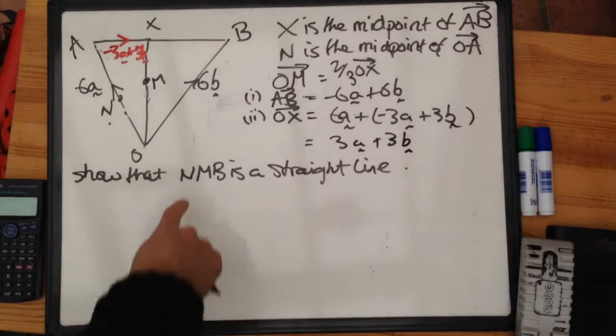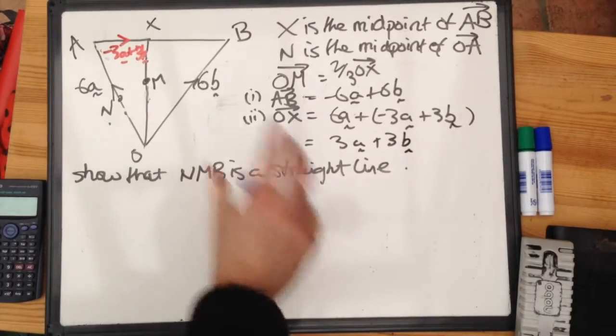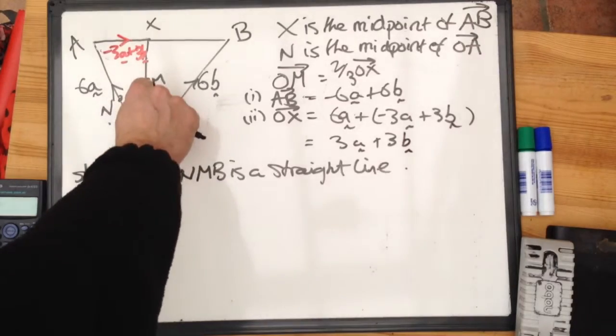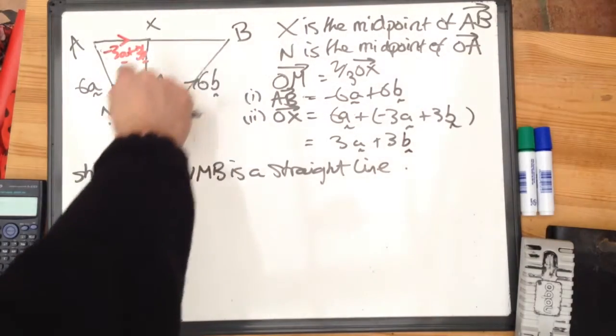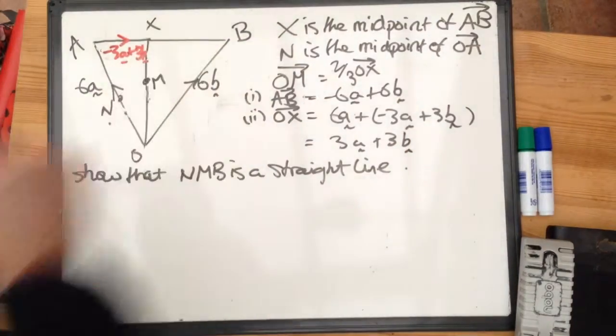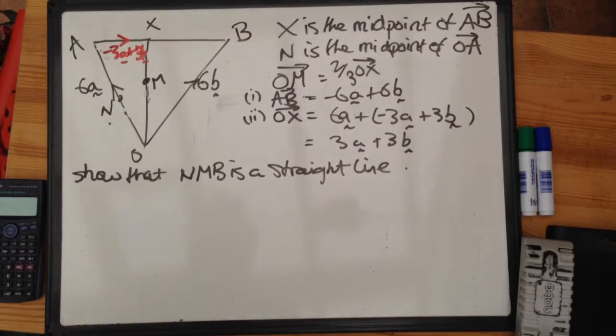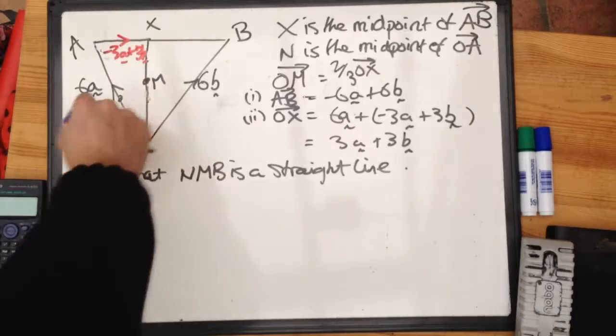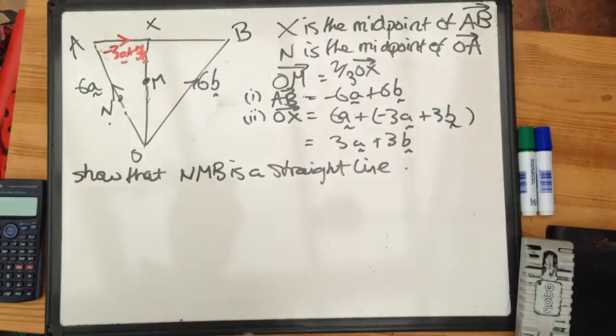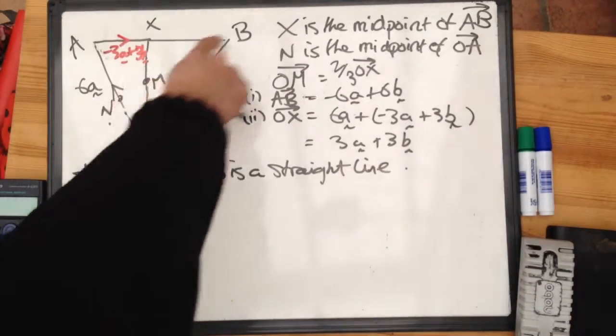Now then, if I'm going to show that NMB is a straight line, what I've got to do is find either NM, MB, or NB and show that two of those are parallel to each other. And we do that by showing one is a multiple of the other. If they are parallel with a common point, they have to form a straight line. So let's have a look then. I could do NB first.